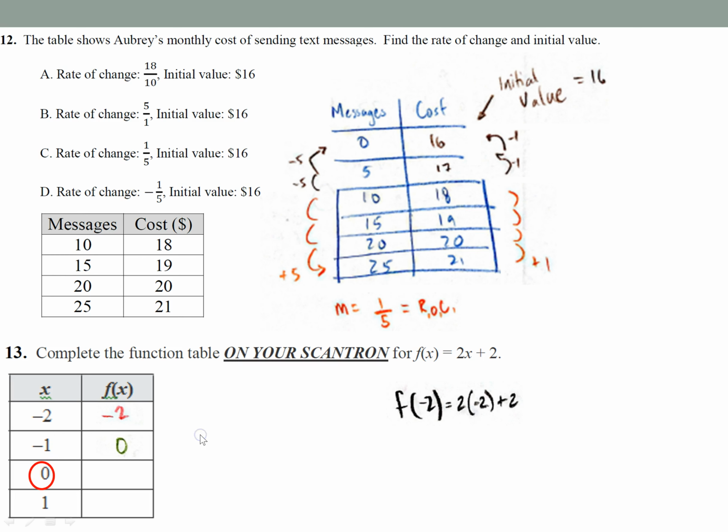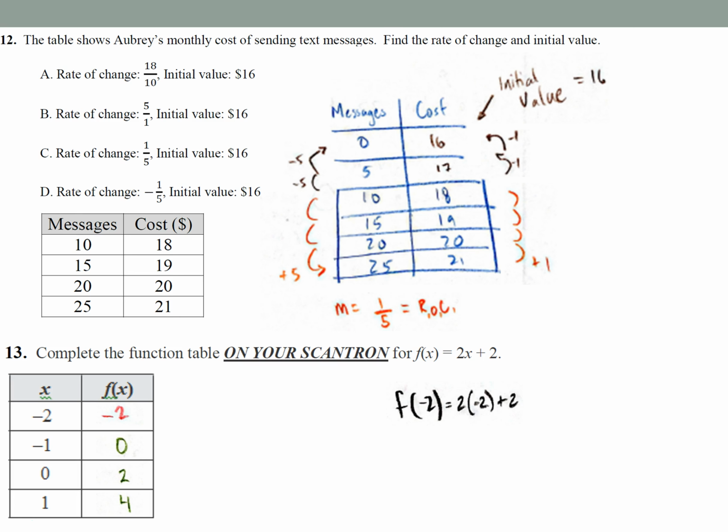I'm going to plug in 0. So 2 times 0 is 0, and 0 plus 2 is 2. I'm going to plug in the 1, and 2 times 1 is 2. 2 plus 2 is 4. Awesome. There you go. And that's 13.